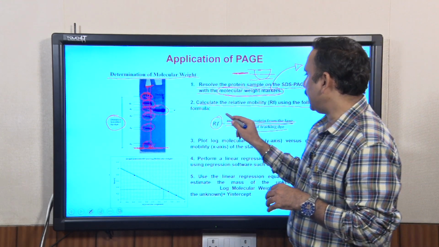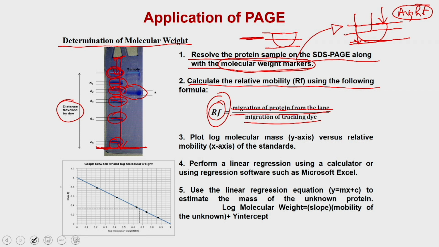So, once you have calculated the RF value for the marker proteins and for your sample, what you do is plot the log molecular weight versus relative mobility of the standards. So, what are you going to get? You are going to get the RF versus the log molecular weight, and you are going to get a negative calibration curve. Then you use the linear regression equation to estimate the mass of the unknown protein.